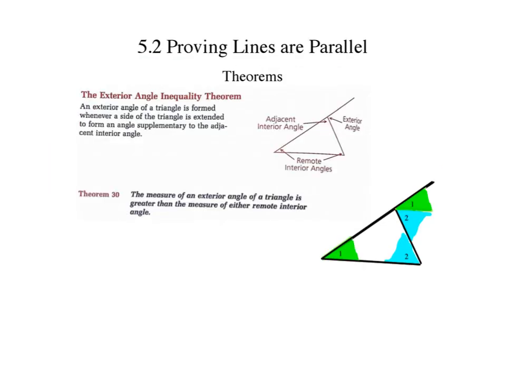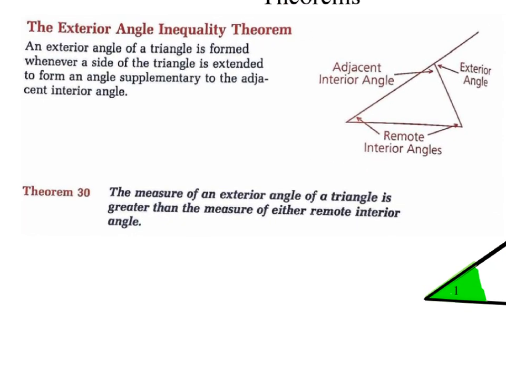Section 5.2 is all about proving lines are parallel. There are several theorems that go with this. Our first theorem is called the exterior angle inequality theorem. And what that says is the measure of an exterior angle, in this picture here, this is our exterior angle, is greater than the measure of either remote interior angle. So this angle here has to be greater than this angle, and it also has to be greater than that angle.